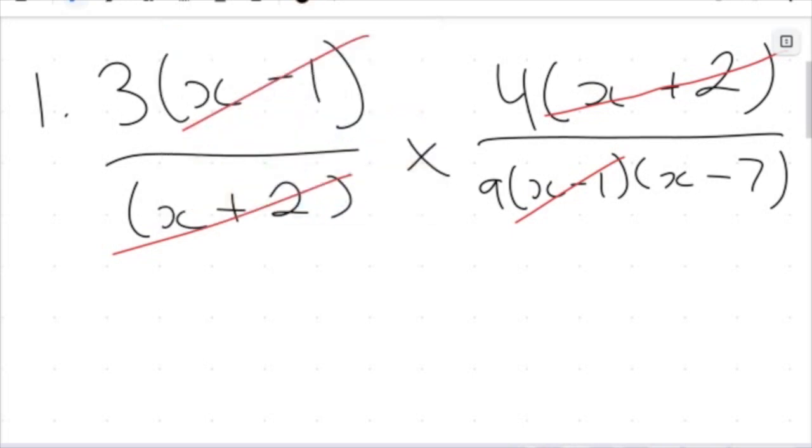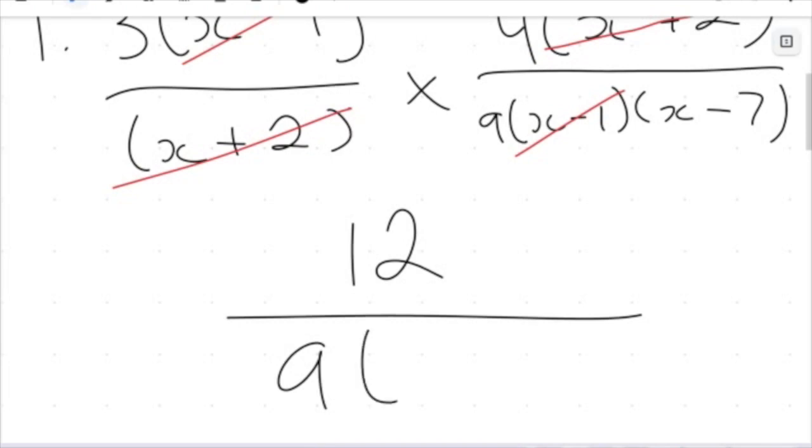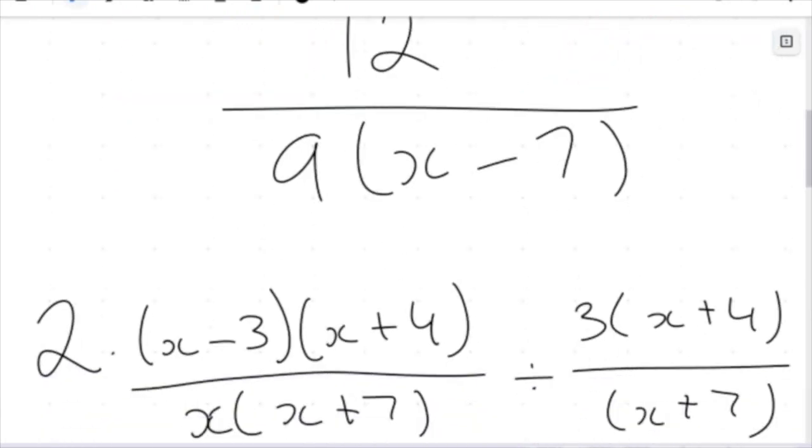So let me rewrite this again. I have now just 3 times 4 on the numerator, which, because everything else has cancelled out, I can rewrite as 12. Because remember, when we multiply fractions, the numerators multiply and the denominators multiply. But the one down here is just 1. This is 1 as well, so they contribute nothing. So we can just write, all that is left down the bottom is 9 outside of x minus 7.